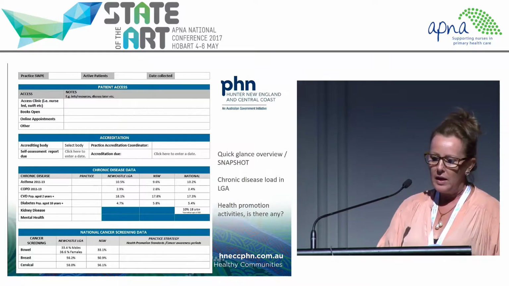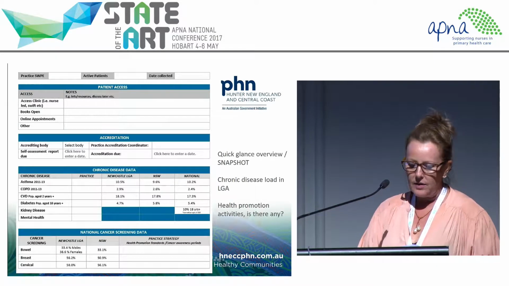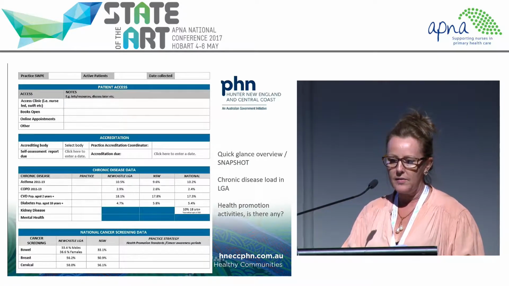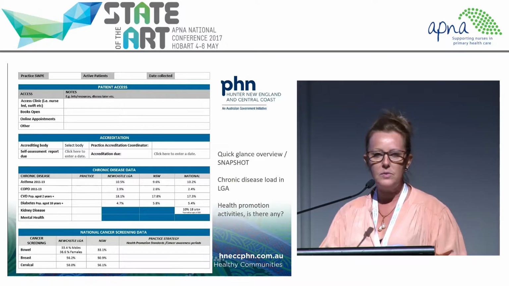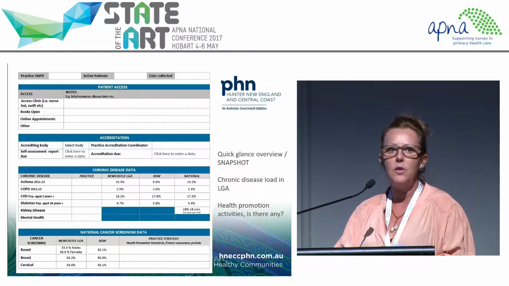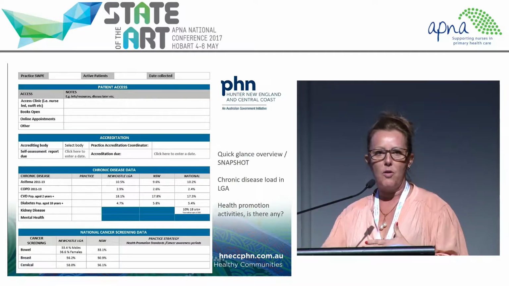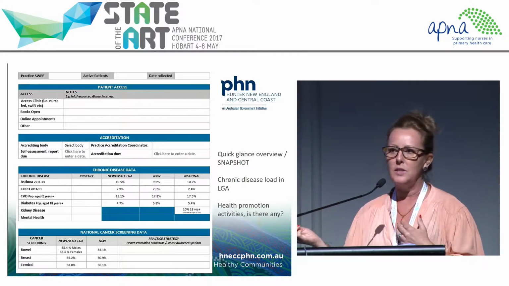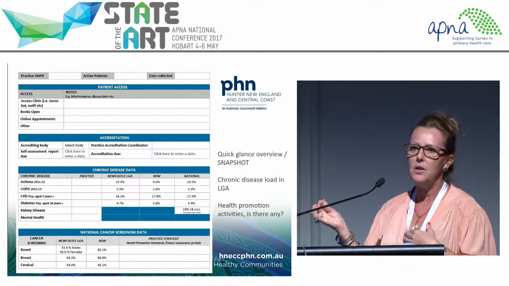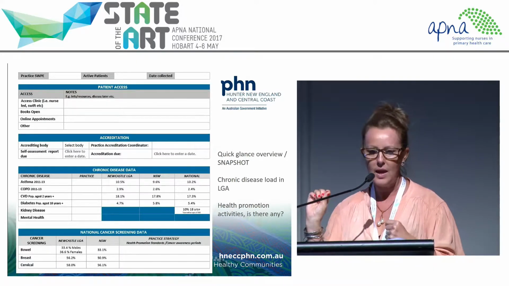So this is a really simple tool to use, and it's taking a quick snapshot, as I said, at the practice. We've got some data about disease prevalence in the local government areas, so we can see, does your data reflect what the profile is showing? Is there an increase or decrease in your data, and is that maybe a coding issue? So we can examine that kind of thing.